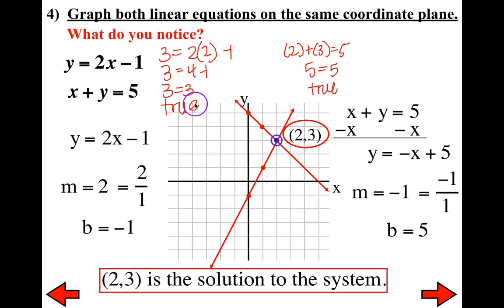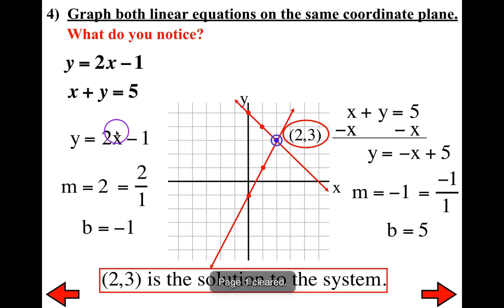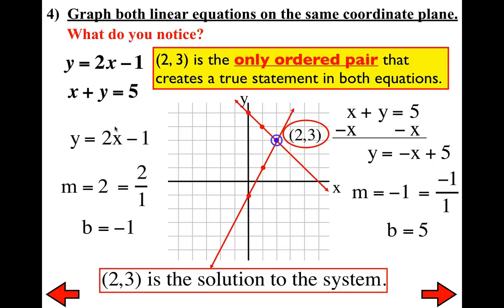So this here proves that this ordered pair is a solution to the system because they are true for both. Okay, so I do want you checking your solutions back into the equations to make sure they actually work. So (2, 3) is the only ordered pair that creates a true statement. If you think about it, why is it the only solution? Because it's the only point in which they intersect. It's the only point they have in common.